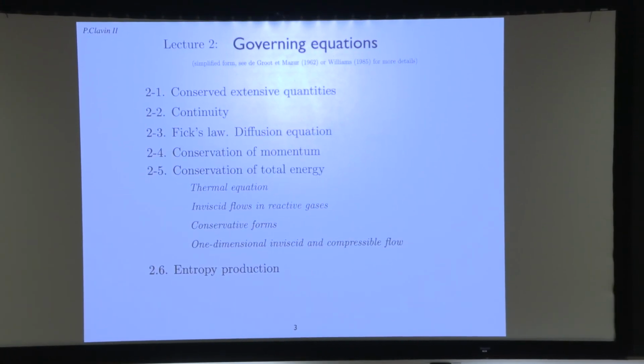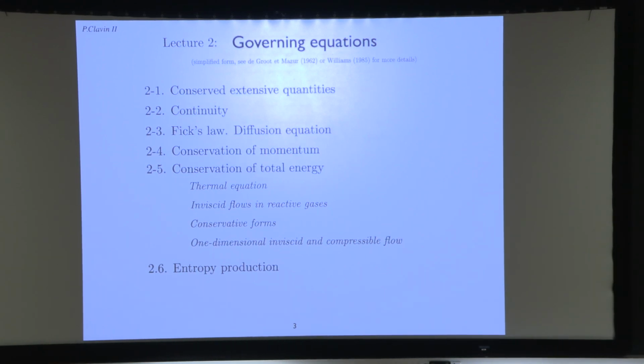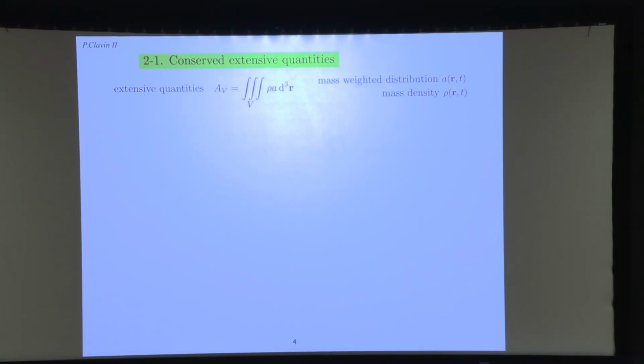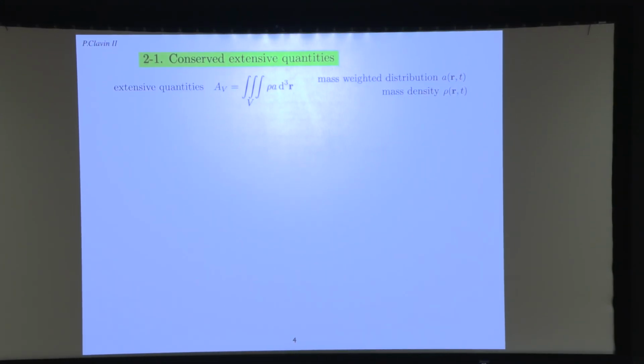Let me begin by defining what a conserved extensive quantity is. We call an extensive quantity a quantity which can be represented in any volume by a volume integral. In this integral you have the mass density of the quantity, which is small a, and the mass density, which is rho. You integrate that to have the value of the extensive quantity, associated with the volume capital V.